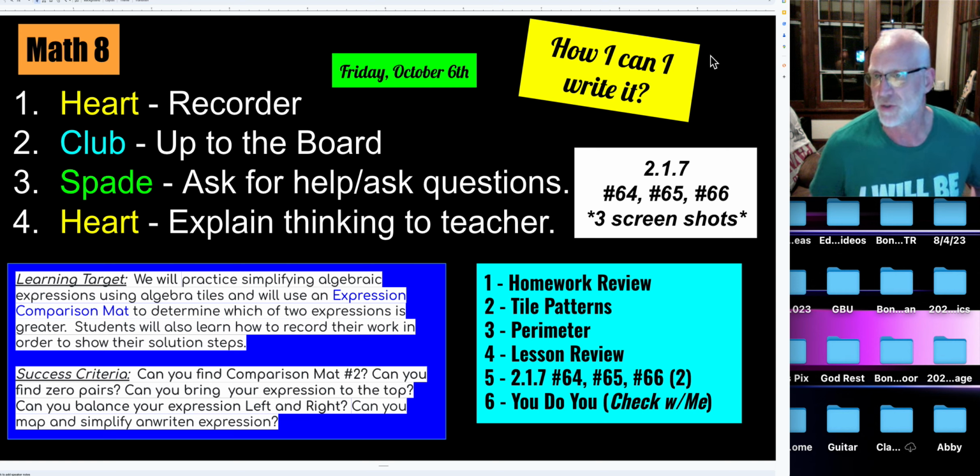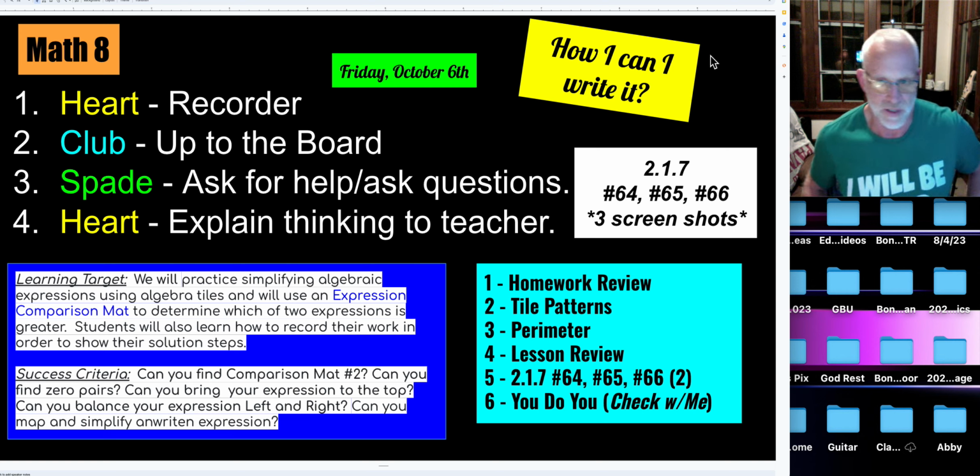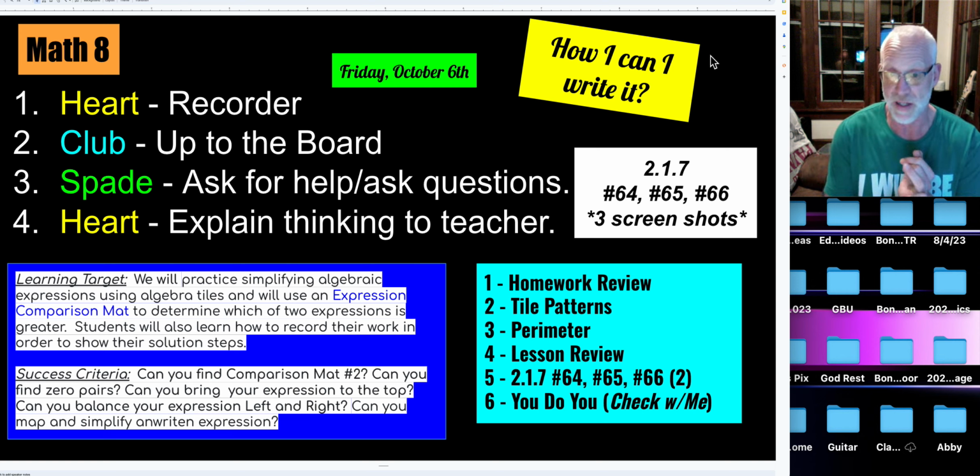So you're on Google Stream right now, and I just want to give you an overview of what went on Friday, October 6th. We're still working on the second part of how I can write it. Our success criteria for today is: can you find your comparison mat number 2? Can you find 0 pairs? Can you bring your expression to the top? Can you balance your expression left and right?